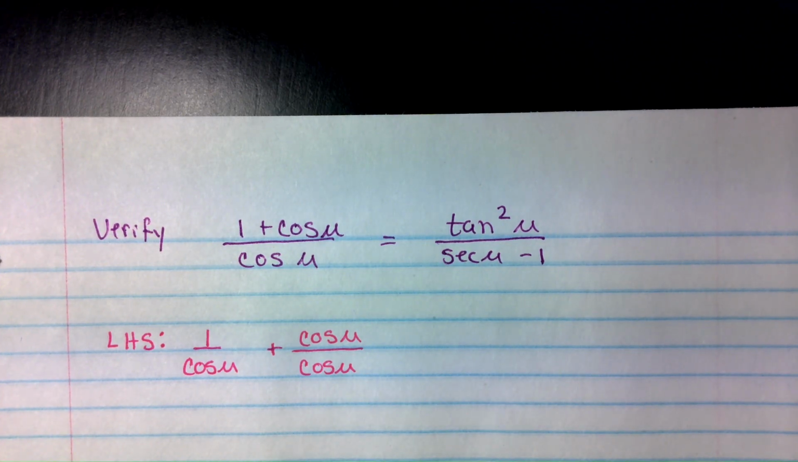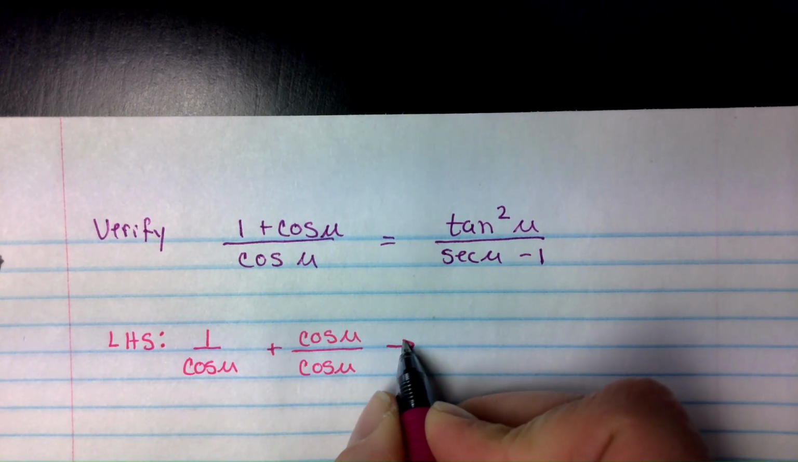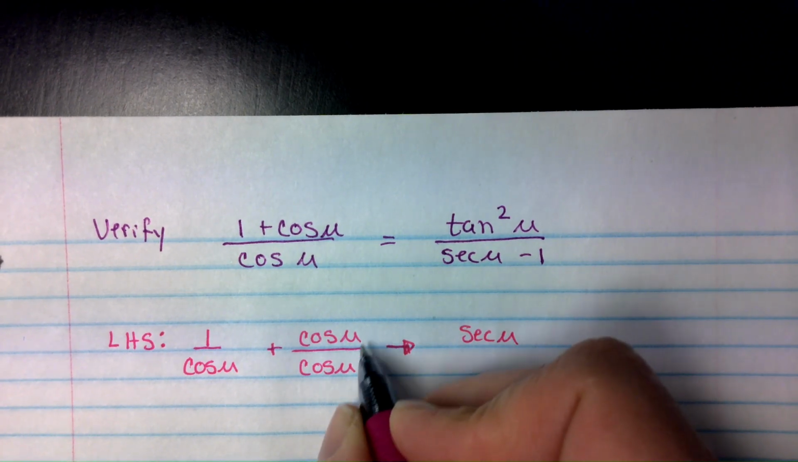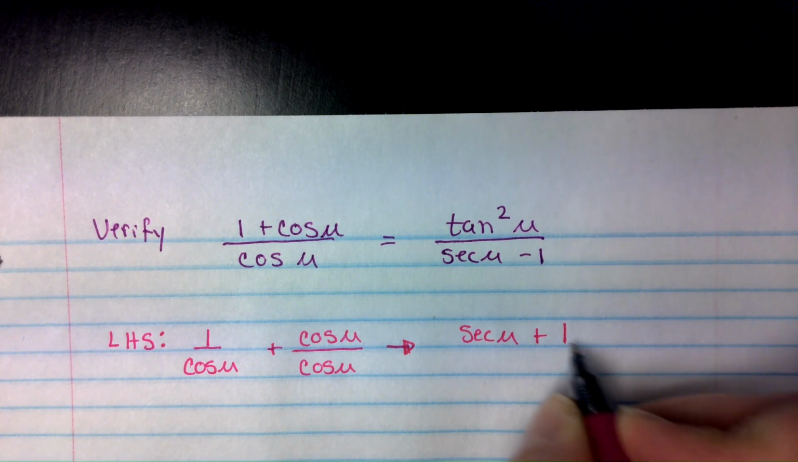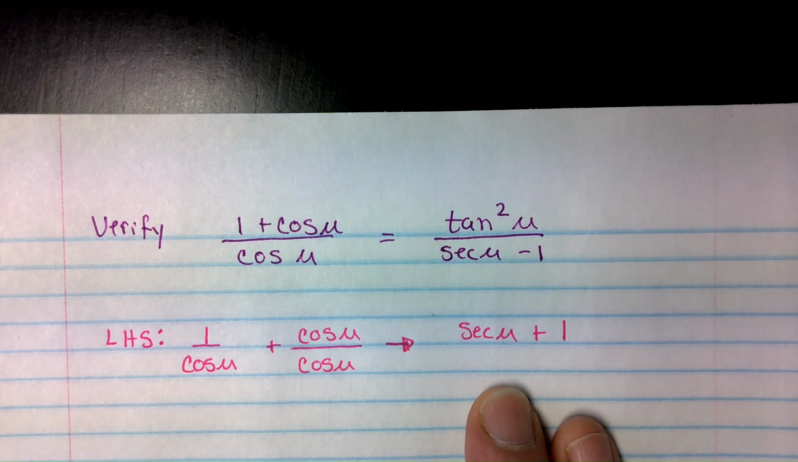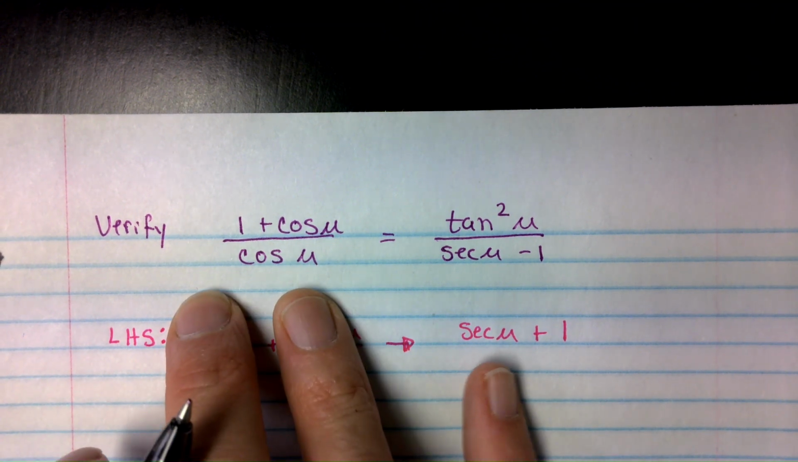LHS stands for left-hand side. So 1 over cosine u could be rewritten as secant of u. And cosine divided by cosine is just 1. So that's another way of looking at the left-hand side. So if I were to work the right-hand side and get to this answer, it would be okay. I could say that that's the answer I have. If I get to this answer, then that's okay. If I get to that answer, it's okay.